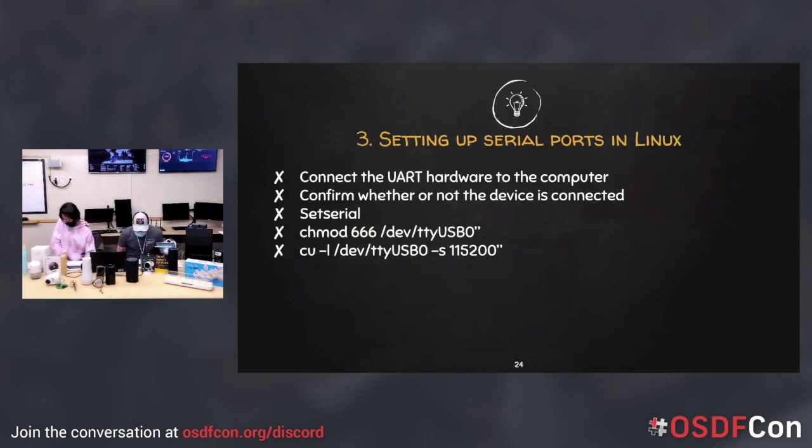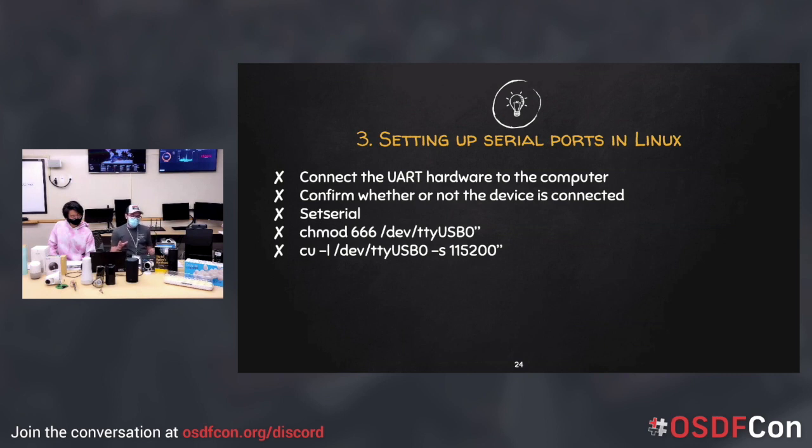So as previously mentioned, we connected that UART hardware to our forensic machine via the USB port, and we connected wires directly to the motherboard. Next, we had to set up those serial ports in Linux. Once we confirmed whether or not the device was connected, we downloaded the setserial command from the internet, and we utilized it to set up those serial ports on the device itself. That made sure that those connections were able to complete themselves on our forensic machine.